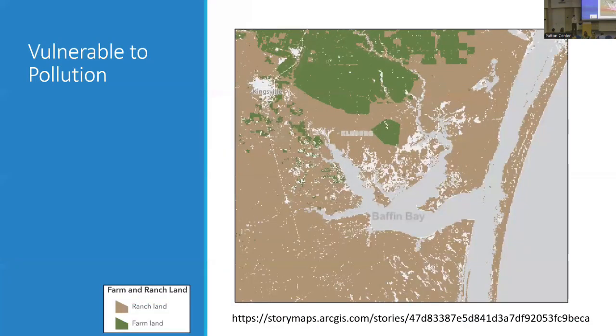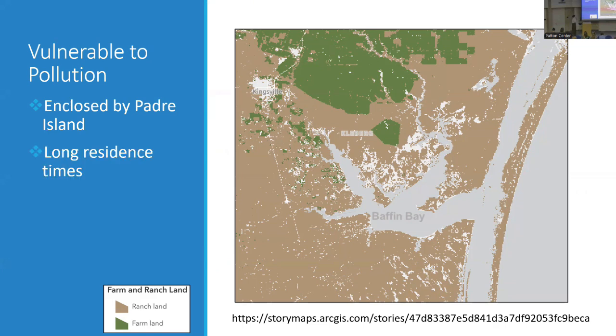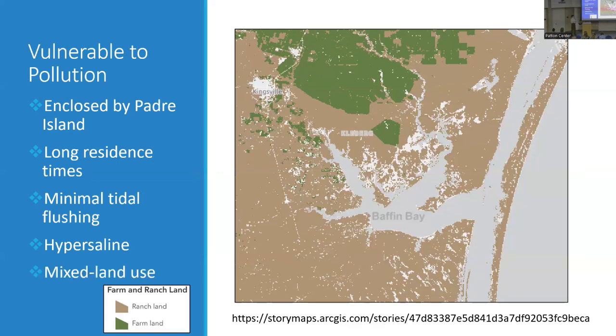However, the geography of Baffin Bay and the geography around Baffin Bay make it intrinsically vulnerable to fecal pollution. So just a quick orientation to the map. Here's the bay right here. It is enclosed by Padre Island right here. So that's going to lead to minimal tidal flushing and long residence times. The water's staying in there for quite a while. It is also hypersaline, so extra salty, and the land around it is mixed use. It's used for a lot of different things.